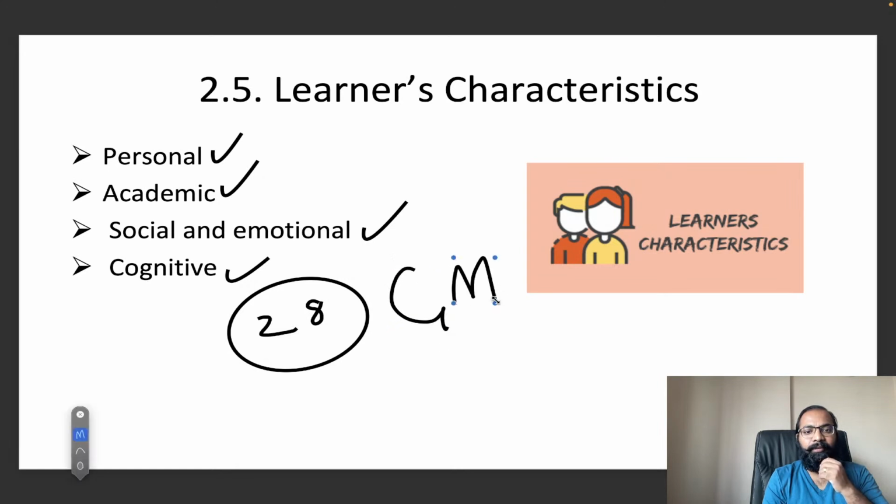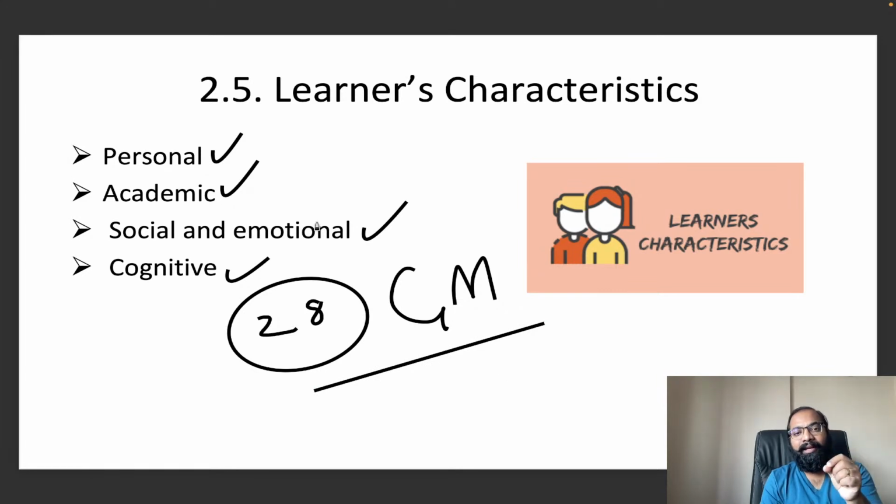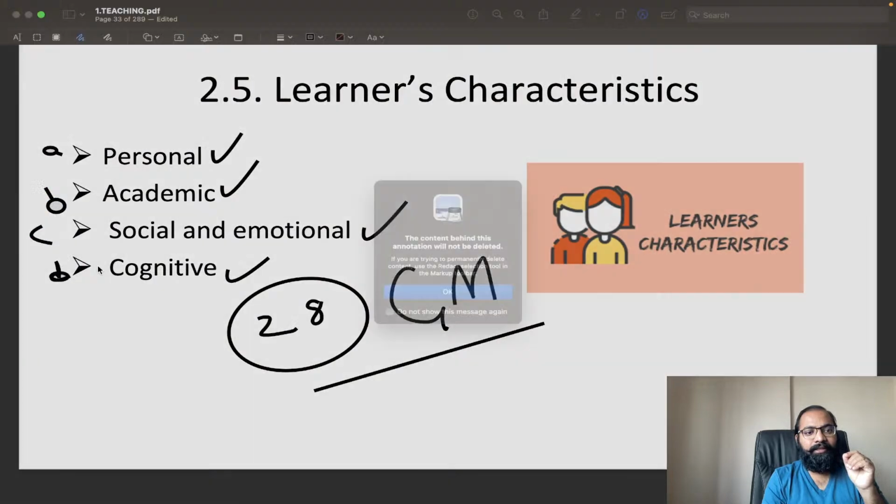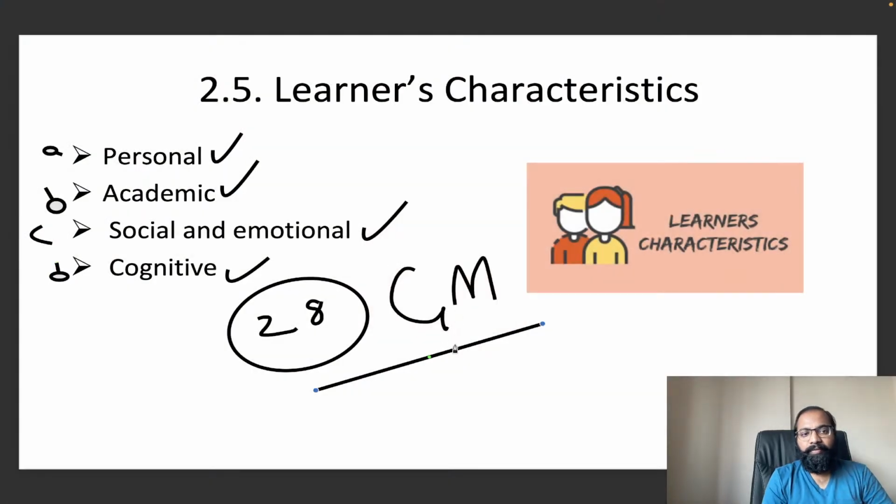Okay, let's take GM, gold medal. From this one, which types of learner characteristics are present? In this sentence, what are the different learner characteristics present? Let's take it as A, B, C, and D. So now, a 28 years fellow, and he got the gold medal. So what are the different learner characteristics here? A, B, C, D, or else A, B, B, C, C, D. Can anybody please answer me?